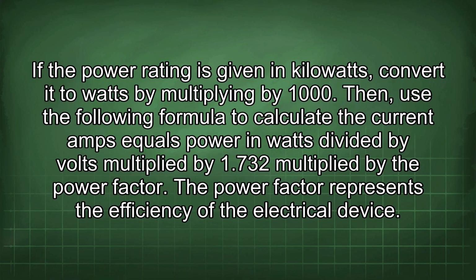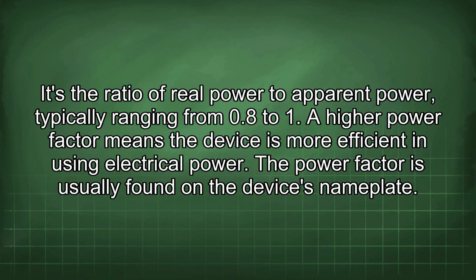The power factor represents the efficiency of the electrical device. It's the ratio of real power to apparent power, typically ranging from 0.8 to 1. A higher power factor means the device is more efficient in using electrical power. The power factor is usually found on the device's nameplate.